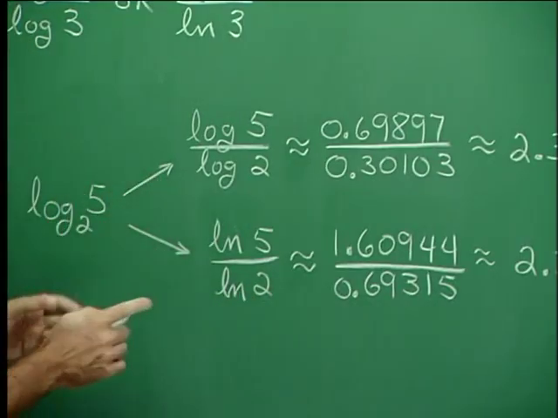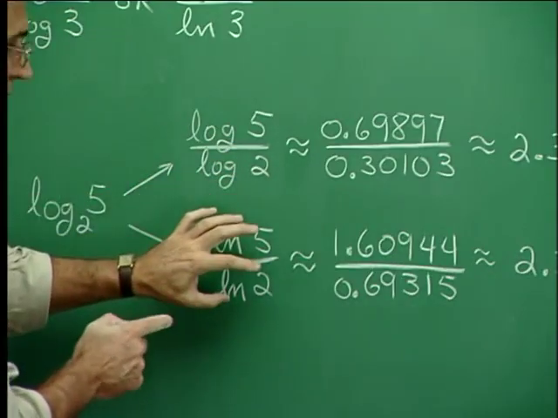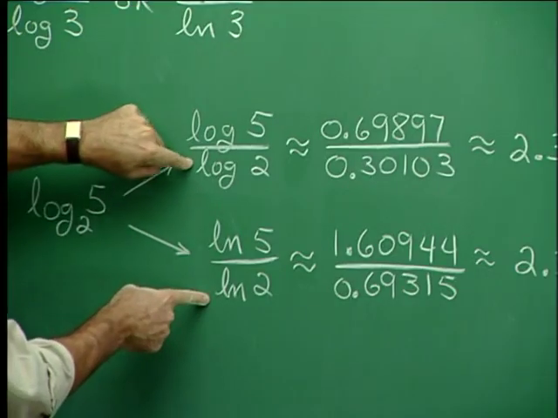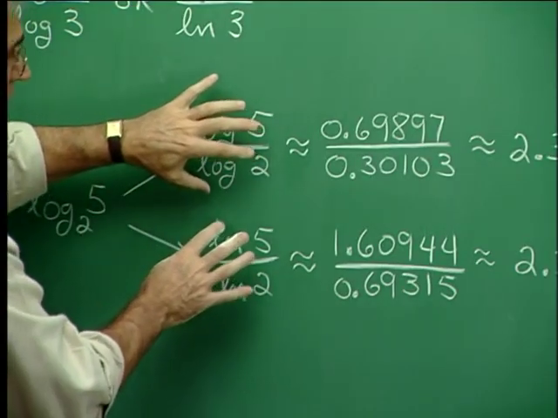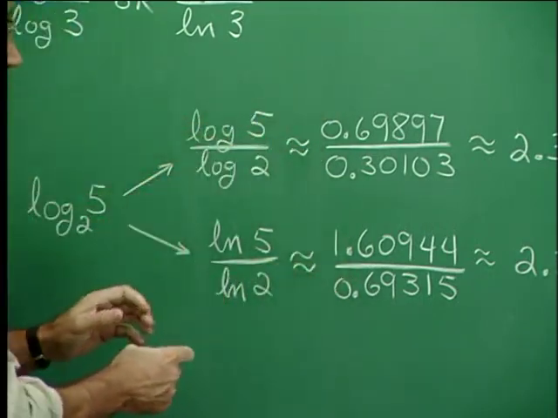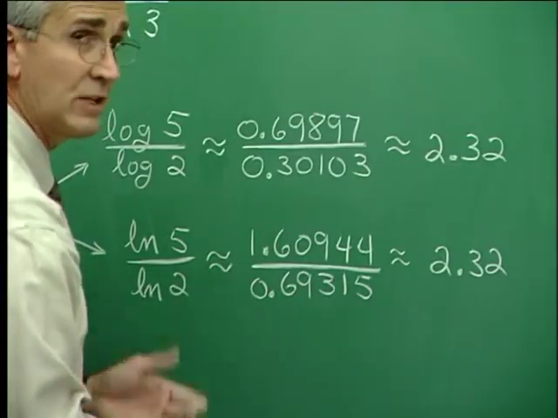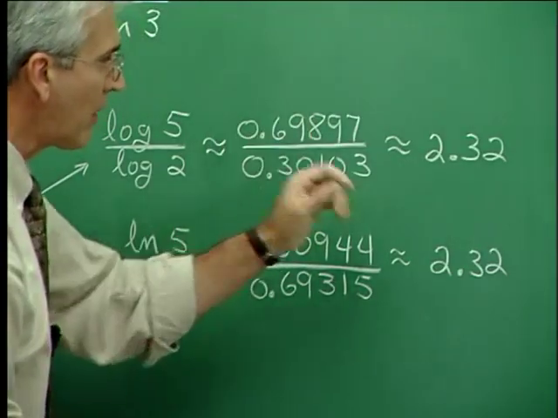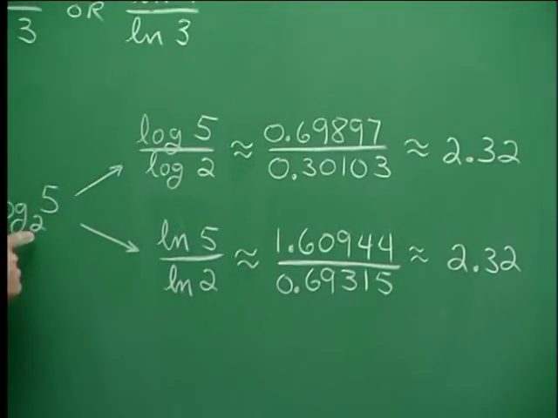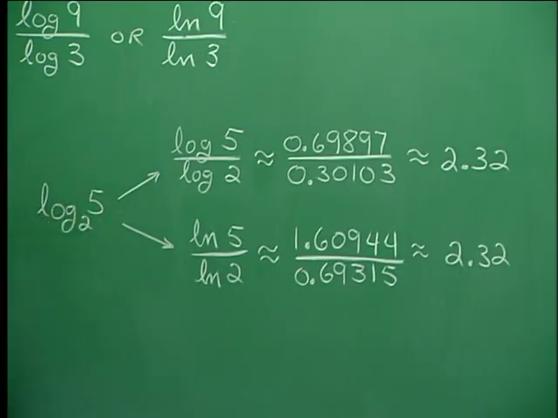Now I want to emphasize the idea that although the numerators are different and the denominators are different, the quotients are identical. You see, these are the approximate values for numerators and denominators here, and yet the quotients turn out to be 2.32 in both cases, as we would expect. Now, the proper interpretation here is that 2.32 is the exponent on 2 that will give 5. That is, 2 to that power will give 5.